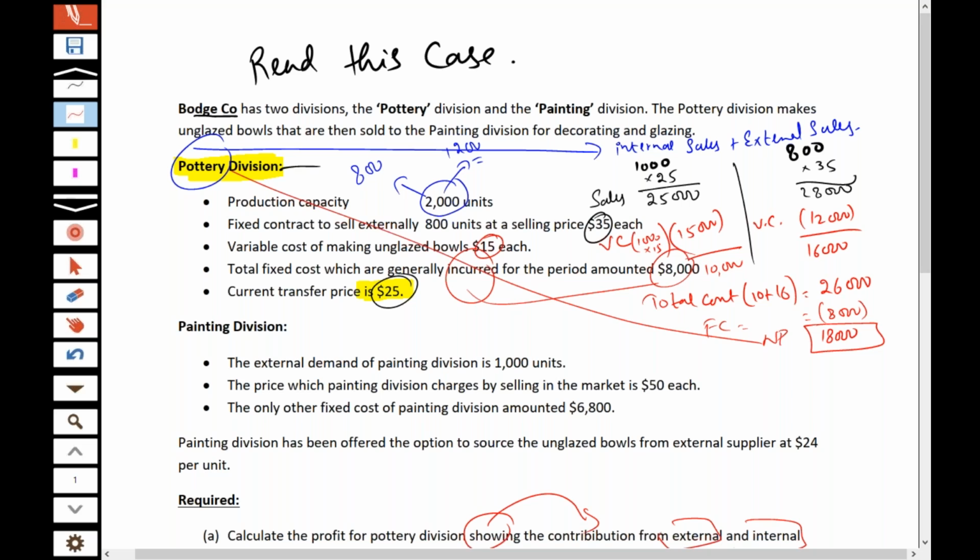Because it is selling 1000 units internal sales. See, the internal requirement is 1000 and external requirement is 800. And the external requirement is 800, students. Yes.